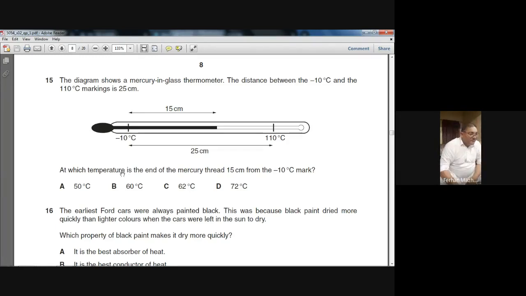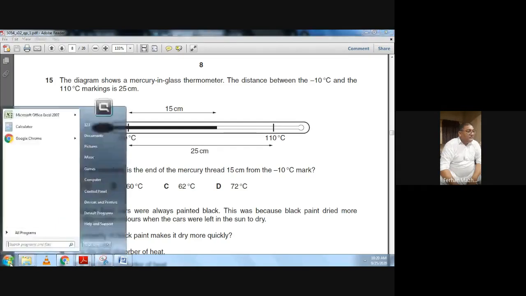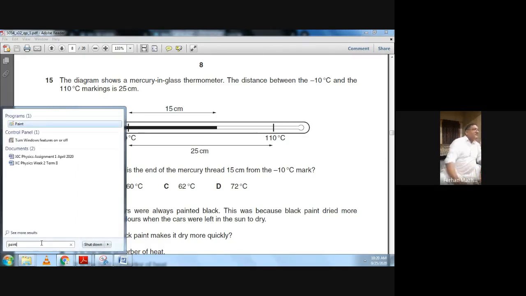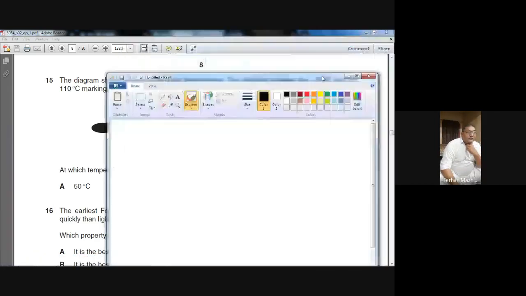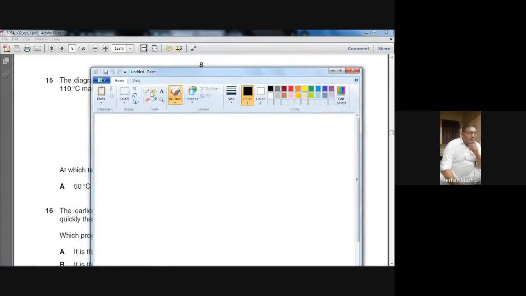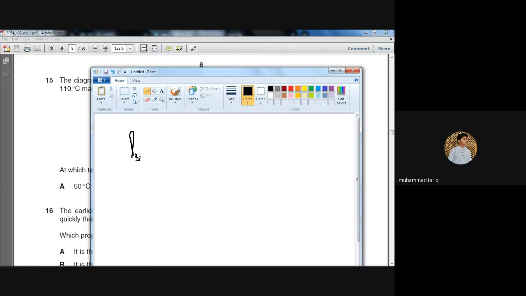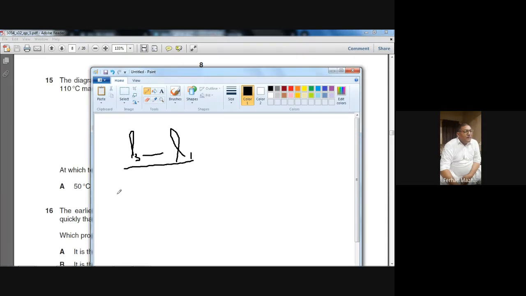Okay, so let me take out the formula which you have learned. Sir, I think it's L theta minus L naught. No, no, not that formula. L3 minus L1, divided by L2 minus L1.